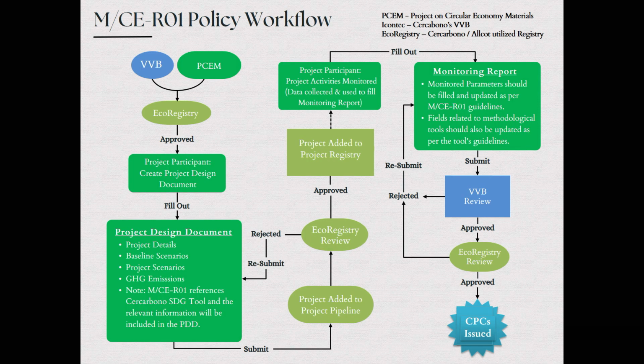And here is our policy workflow, whereby verification and validation bodies and project proponents sign up and register on Eco Registry, and when they get approved, the project participant creates project design documents and fills them in. We have the baseline scenarios, project scenarios, and the project gets added to the pipeline, approved, and they fill in the MRV data and it gets reviewed by the VVB. And when it's validated, the project submission gets approved, and at the end, the tokens, CPCs, get issued.